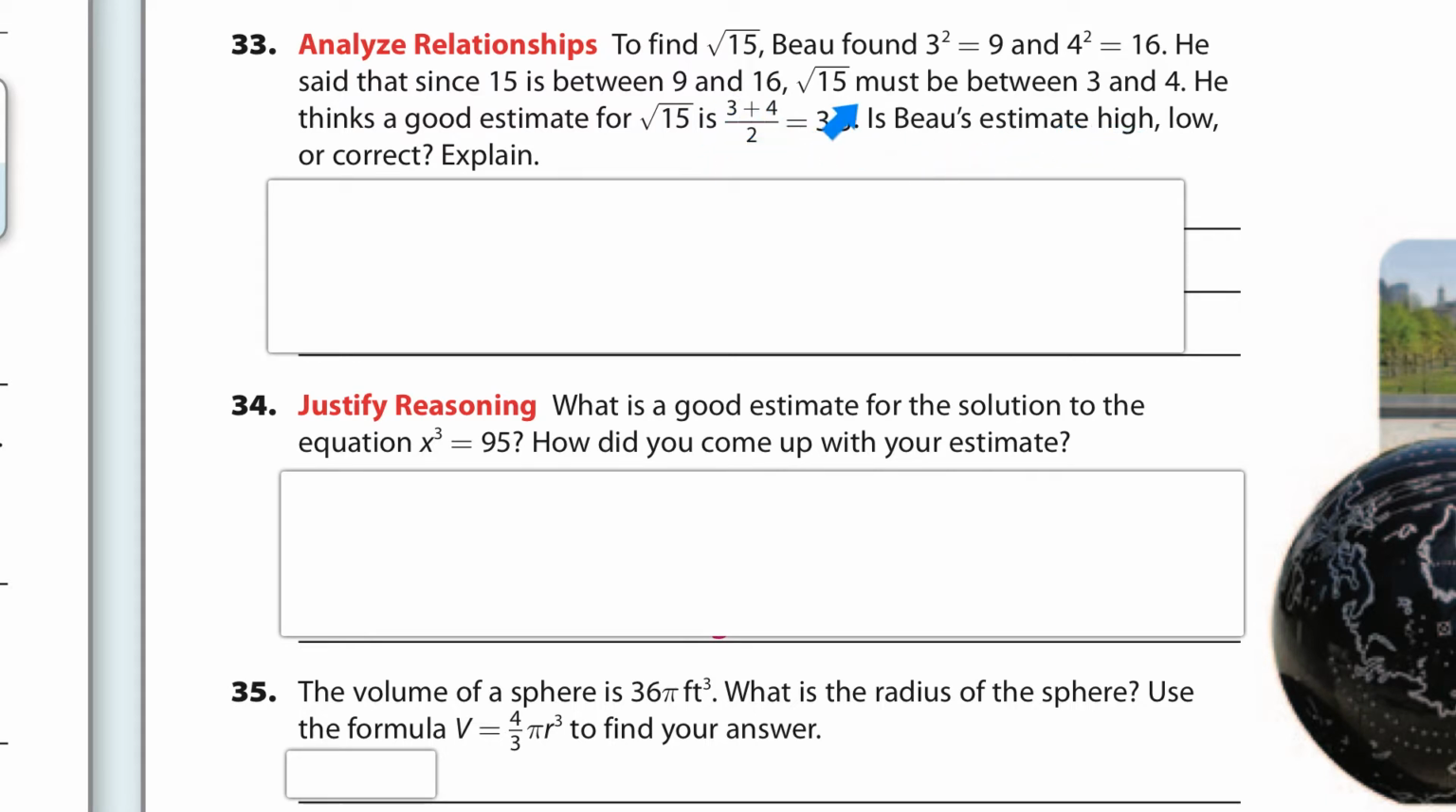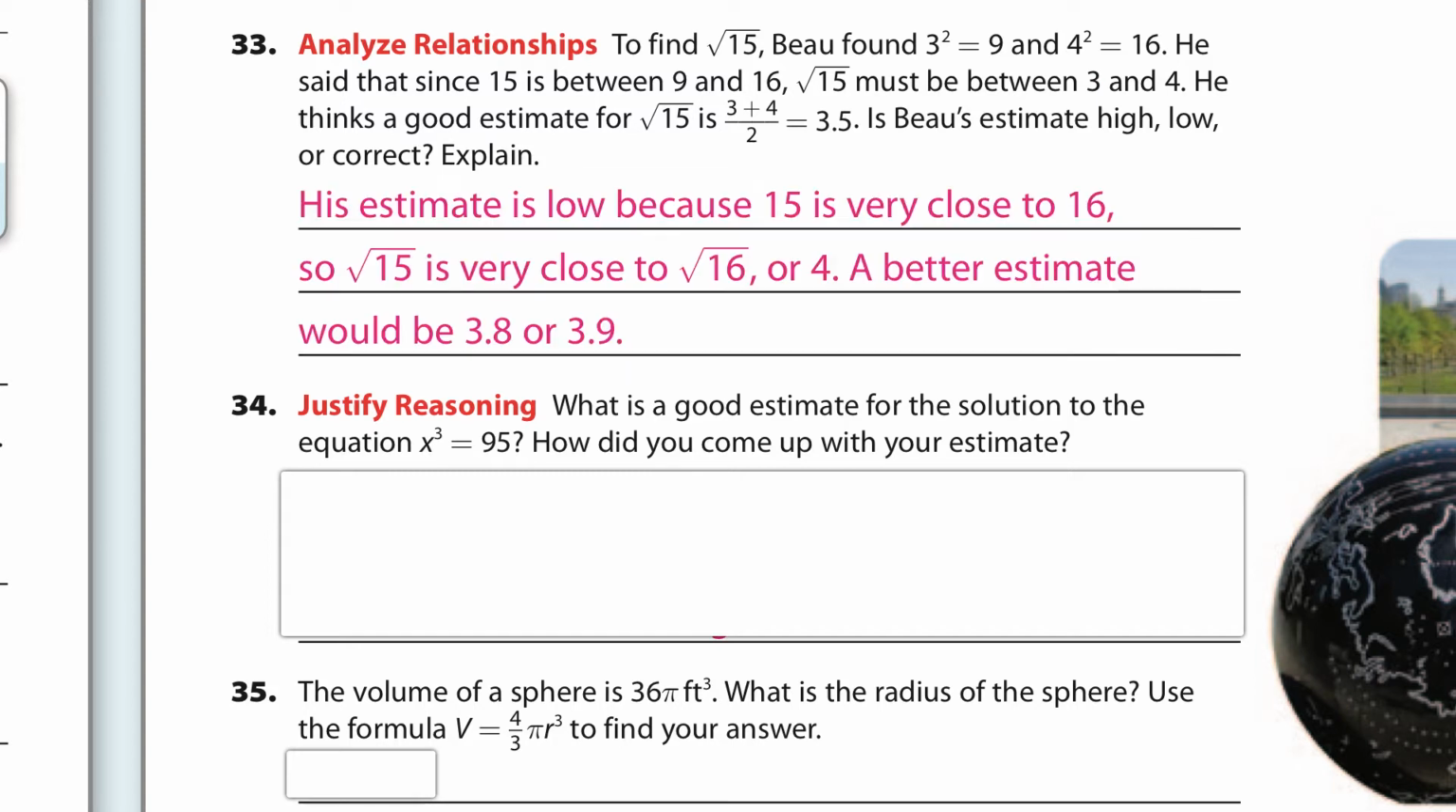Is his estimate high, low, or correct? Well, I think his estimate's low because 15 is pretty darn close to 16. It's not right in the middle of 9 and 16. So I think it's going to be a little low. And the publisher says his estimate's low because 15 is very close to 16, so the square root of 15 is very close to the square root of 16, or 4. A better estimate would be 3.8 or 3.9.